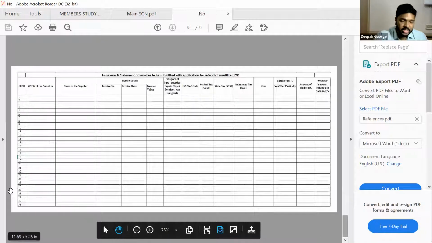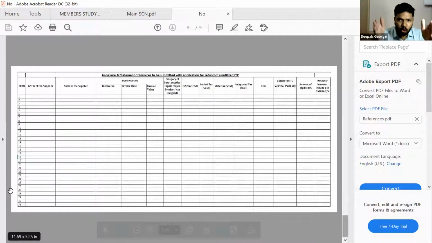Annexure B, you have serial number. This is basically a statement that you should upload. That is the base. It is the pillar. The first thing that the officer will look at in terms of input tax credit before refunding that unutilized ITC to you. You have serial number, GST number, name. You have the invoice details here. Input or input service or capital, where you declare by yourself.